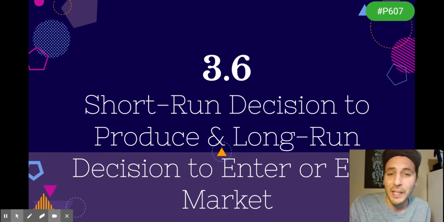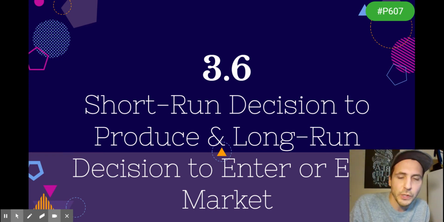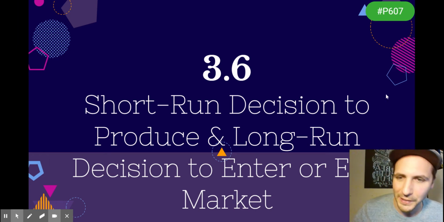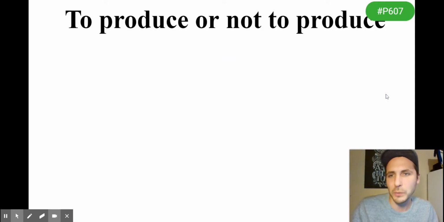Just do your thing. So 3.6 is short run decisions to produce and long run decisions to enter or exit the market. So basically, it's two concepts, and they couldn't find a way to break it down any simpler than that. So let's get to it.